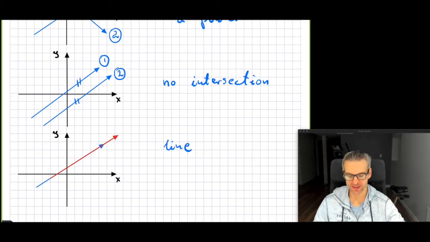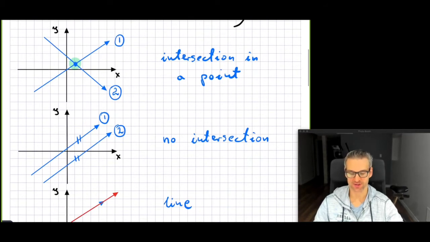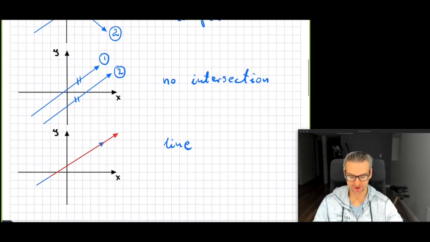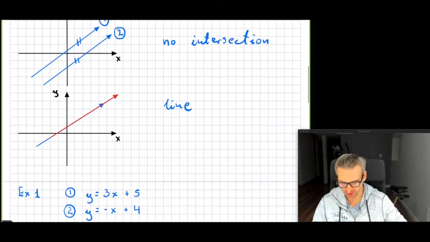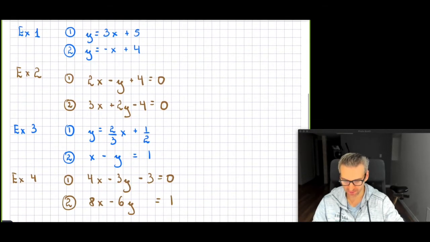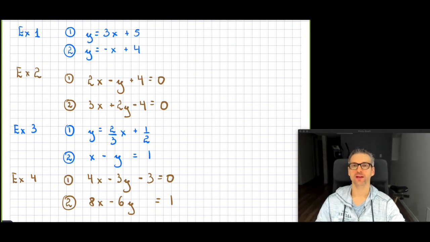So those are the three things that can happen in these linear systems. They can intersect in a point, they can never intersect if they're parallel lines, or they can intersect in a line where they're just falling on top of each other. So I want to show you a few examples. Here are a few examples of various lines, and we're going to work through them so you can see how to find the point of intersection if someone gives you the equations, if there is a point of intersection, of course.